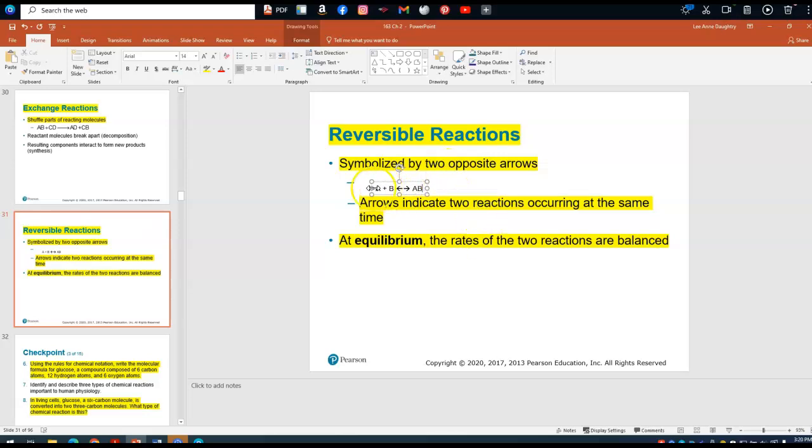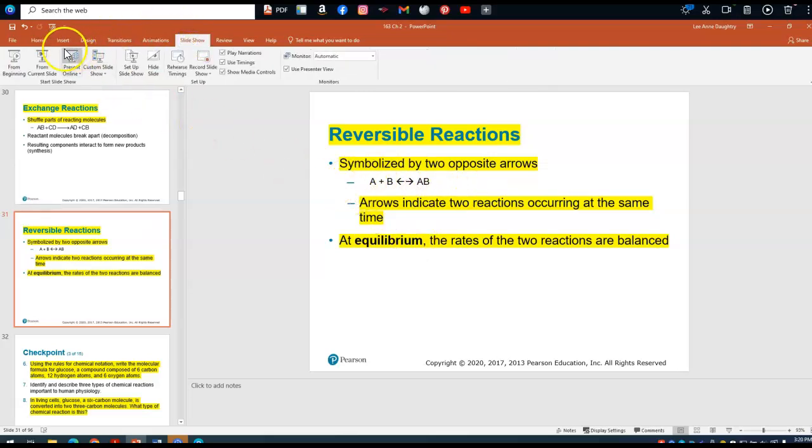Okay, and we'll make it a bigger font. All right, so basically you have two opposite arrows. They can either be one on top of the other, or they can look like that with the arrow at either end of a line. But anyway, it's just showing that the reaction can happen. The reaction can go in the forward direction or in the reverse direction, either way.